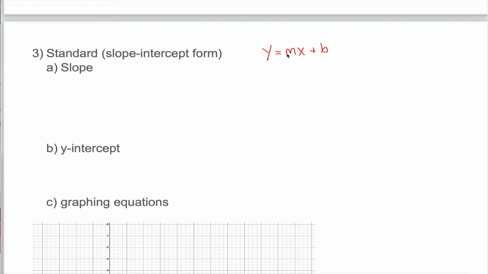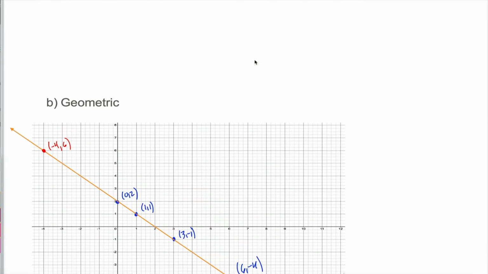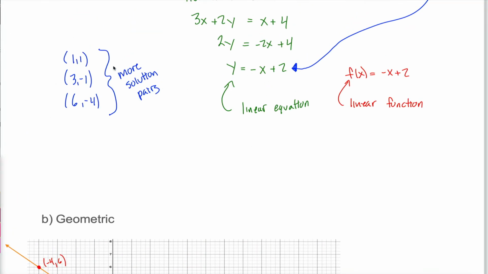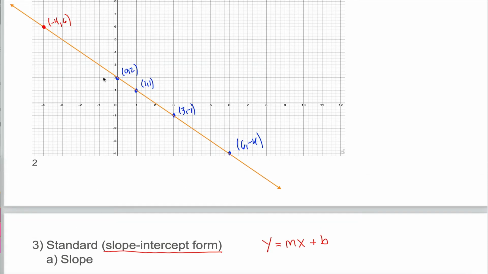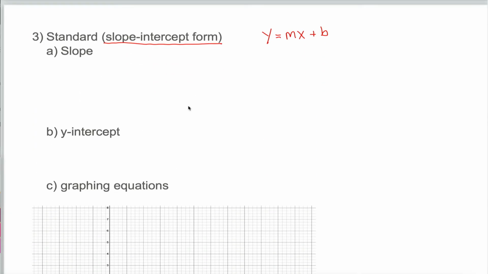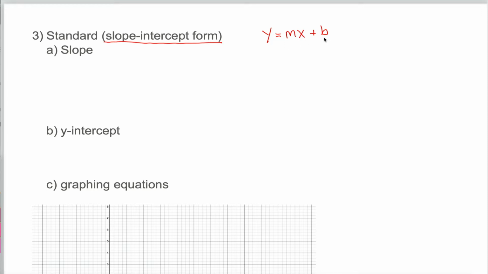And getting equations into this form, this y equals mx plus b, or slope-intercept form, is more than just a useful way to see the different solution pairs. It actually allows you to come straight to the graph of the linear equation itself. Both the m and the b in this equation give you information about the graph, and using that information, we can sketch the graph, and that'll be the purpose of this video.